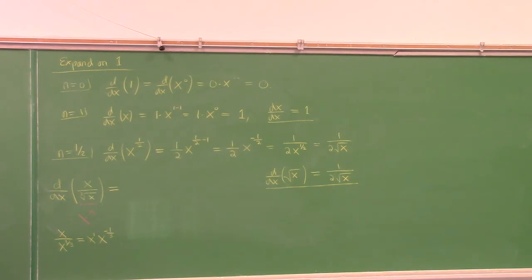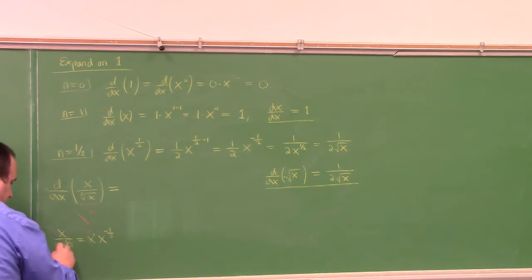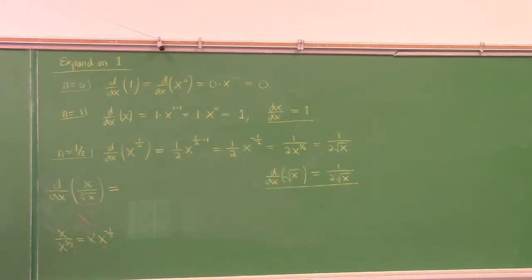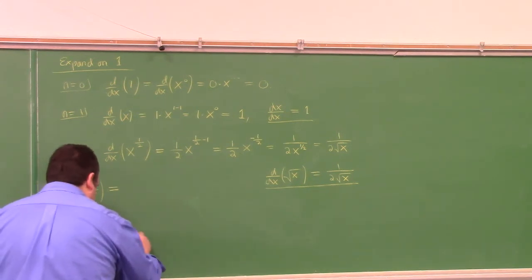Yeah, the x at the numerator is the first x, right? This one goes to that one, and this one puts that factor there, indeed. And then what happens? This is x to the what? 1 minus 1/3, which is 2/3, right? So this is x to the 2/3.